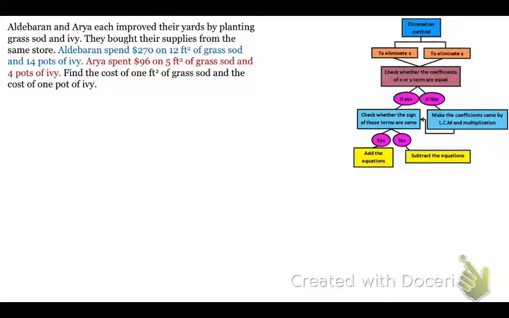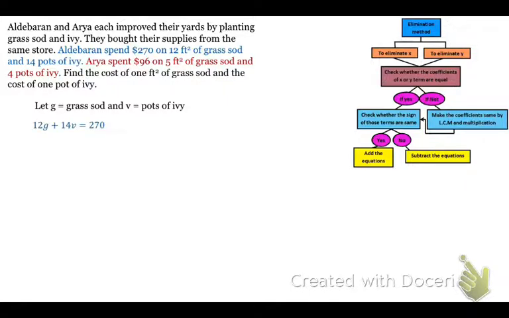Okay, let's do the Aldebaran and Arya one. So my amazing little cute puppies are trying to fix my yard. What a sight that would be. So let's set up equations. It says Aldebaran spent $270 on 12 feet of grass sod and 14 pots of ivy. Arya spent $96 on 5 feet of grass sod and 4 pots of ivy. So let's let G equal grass sod and V equal pots of ivy.